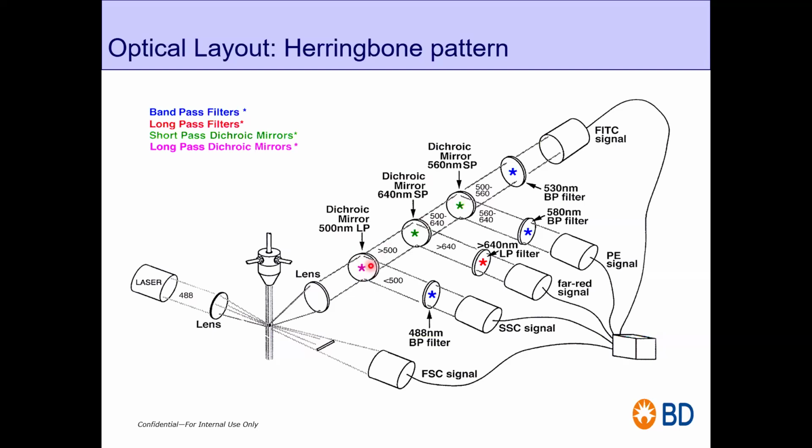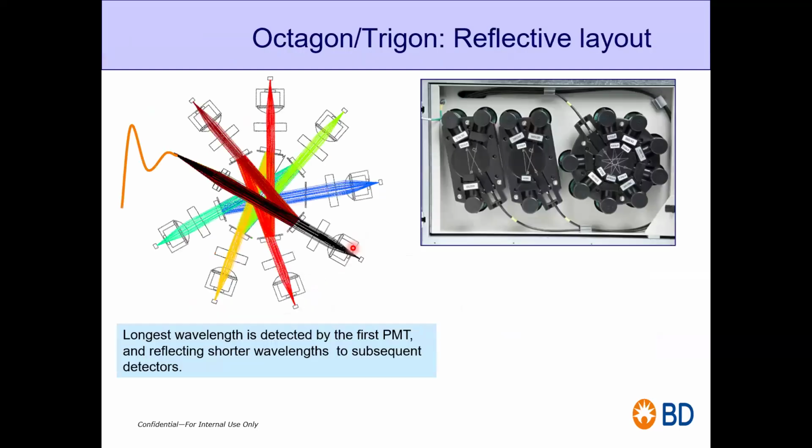So it will let light greater than 500 nanometer pass through it, and otherwise it will reflect back. But when there is a lot of transmission happening, there is a loss of signal. So BD came up with something called the octagon or trigon pattern, which works in a reflective layout. What does this reflective layout mean? I'll tell you more in the forward slides.